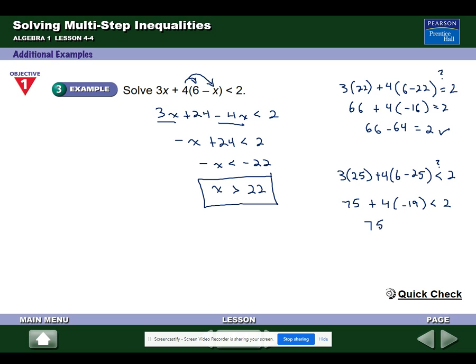Is 75 minus 76 less than 2? Well, 75 minus 76 is negative 1. Yes, that is less than 2. It checks as well. We know our answer is correct.